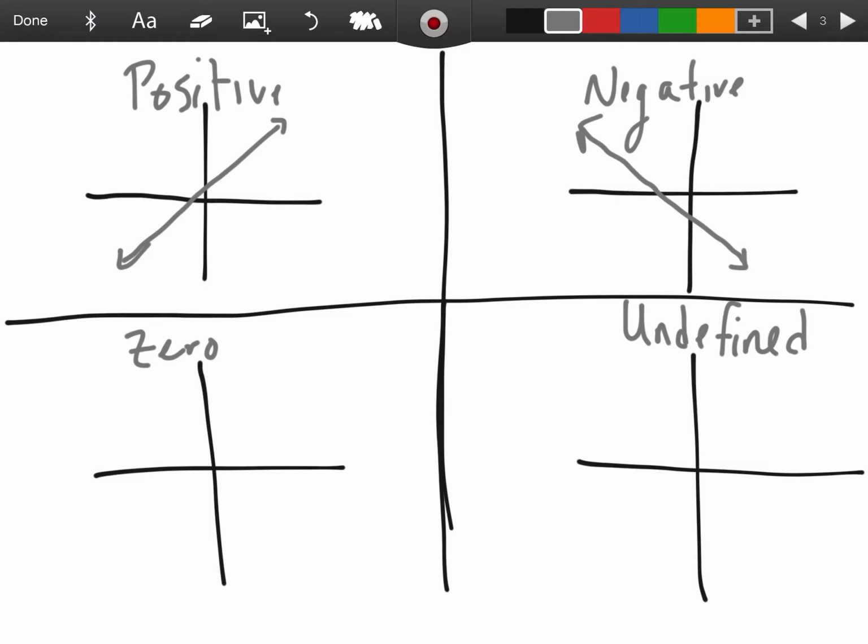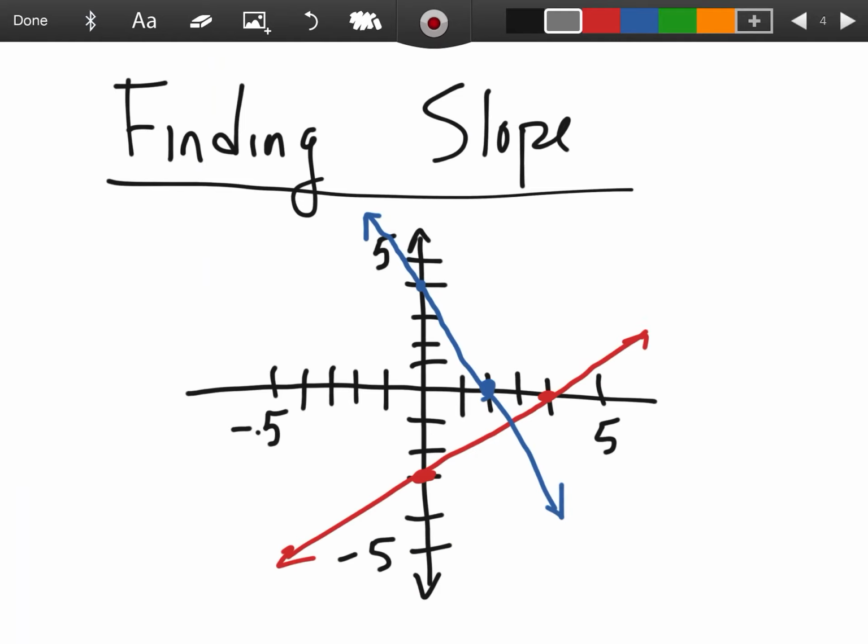When our slope is 0, as we go to the right, we don't go up or down at all. We remain totally flat. It's just a flat, constant line. And then undefined: we can't be going left to right. It's actually just a straight up and down line. We'll see why we call that an undefined slope soon. So these are the different types of slopes that we can have: positive, negative, 0, or undefined.